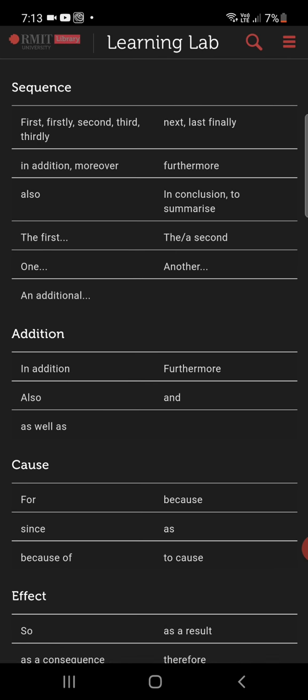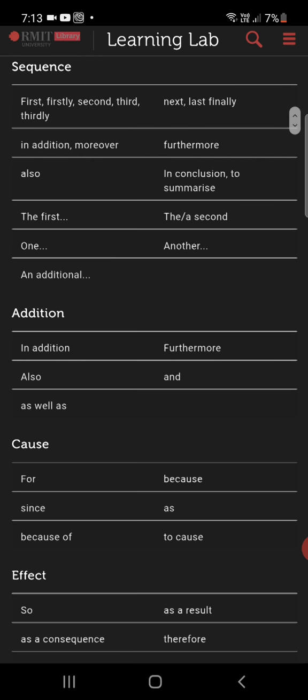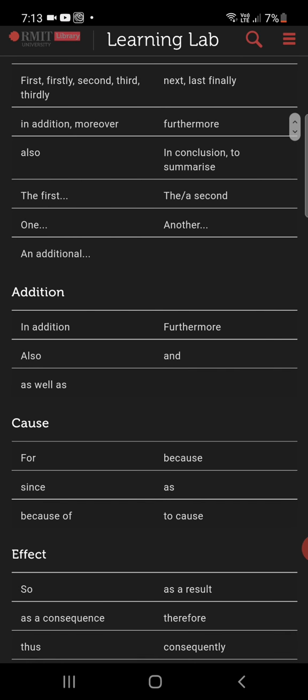I see second is third. I see third is thirdly. I see thirdly is next. I see next is last, finally. I see last, finally is addition, in addition. I see in addition is moreover. I see moreover is furthermore. I see furthermore is also. I see also is in conclusion. I see in conclusion is to summarize.